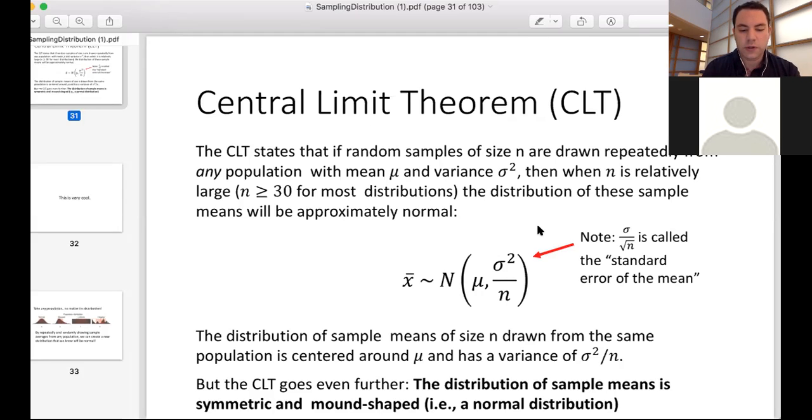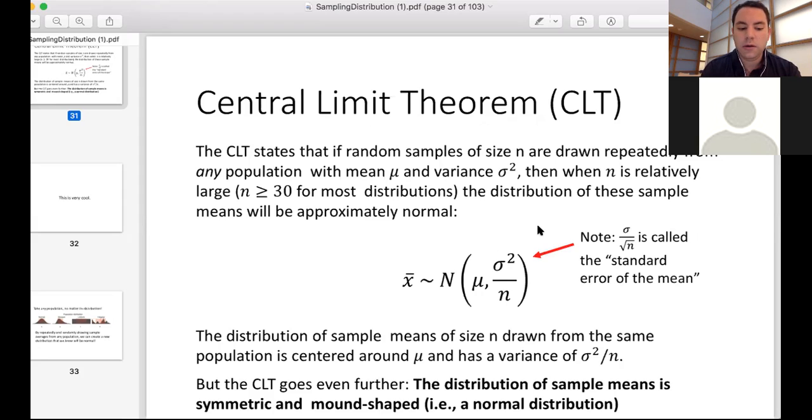A normal distribution works around the z distribution. We learned about z-scores and the z distribution, the normal distribution. So that's what we're talking about when we're talking about normally distributed data, Gaussian data, or symmetric and mound-shaped. These are all synonyms for the same distribution. So the central limit theorem says that if we have random samples of size n drawn repeatedly from any population with a mean of mu and a variance of sigma squared, then when n is relatively large, greater than 30 for most distributions, the distribution of those sample means will be approximately normal.